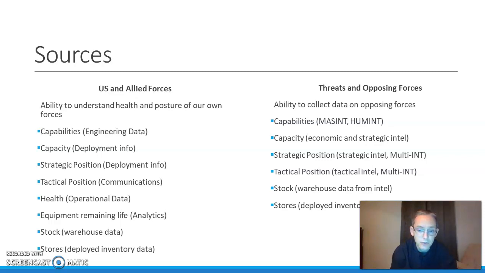And then stock and stores, there's ways that you can get into other sources to say, well, what do we think they have in terms of their overall stock of munitions and capabilities? Where do they think they're stored? How are they being moved around? All that kind of intelligence can be gathered through different sources.